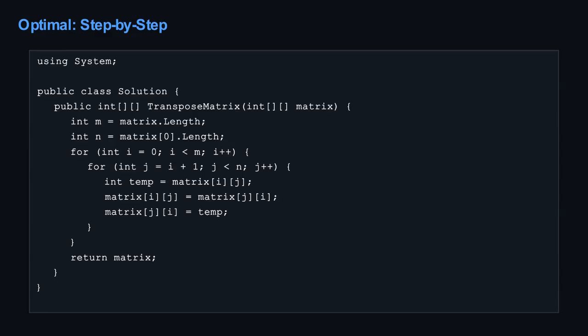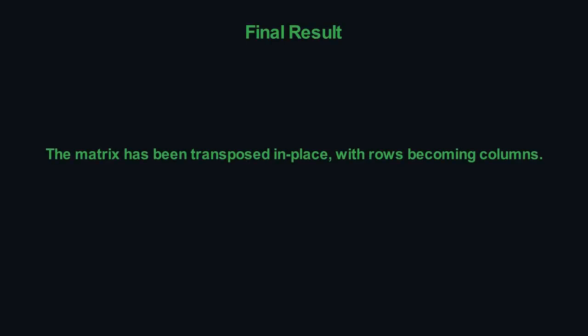Let's check our variables. At the start, row was 0, column was 1, and we swapped 2 and 4. Then row was 0, column was 2, and we swapped 3 and 7. Finally, row was 1, column was 2, and we swapped 6 and 8. The diagonal elements 1, 5, and 9 were never touched because the column index always started after the row index. And there's our final result. The first row is now 1, 4, 7, the second is 2, 5, 8, and the third is 3, 6, 9. The rows have successfully become columns.